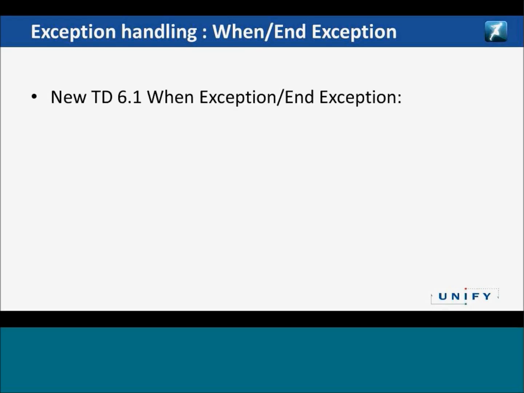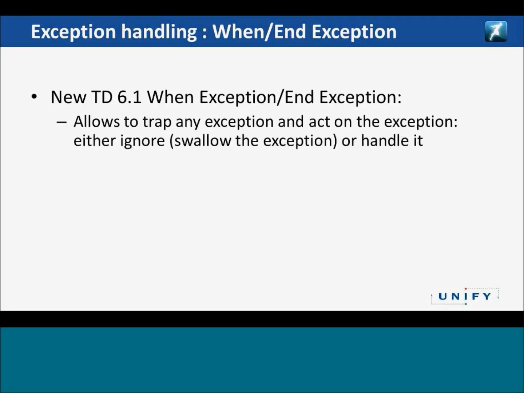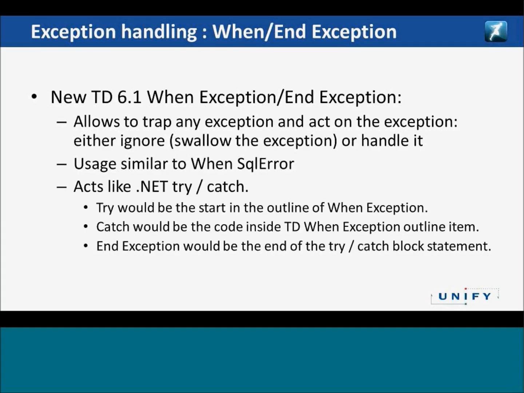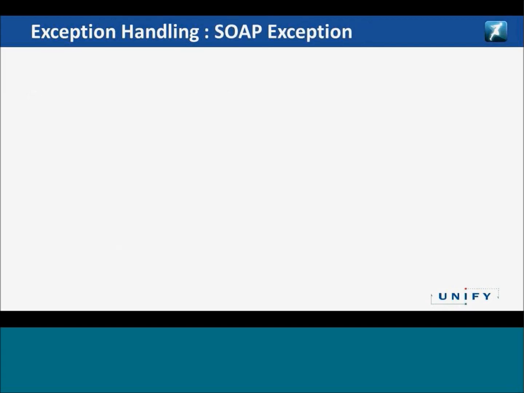Exception handling. In TD 6.1, we introduced a new concept of .NET exception handling, which is called When Exception and End Exception. This allows you to trap any exception and act on the exception. You can either ignore, swallow the exception, or handle it. The usage is similar to When SQL Error, and it acts like a .NET try catch. This is really for the C# developers. I don't need to get into details here.